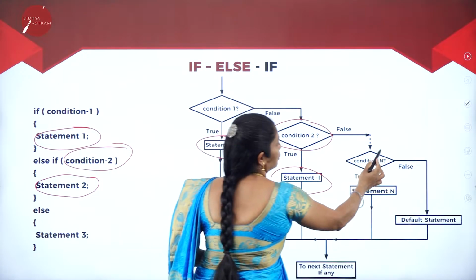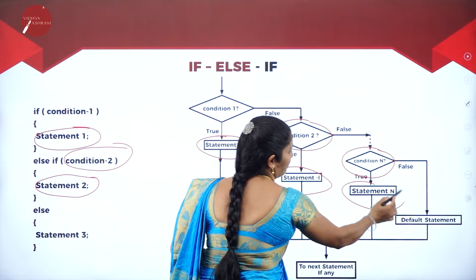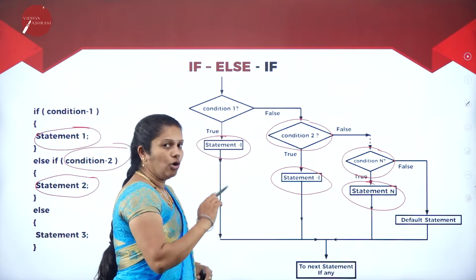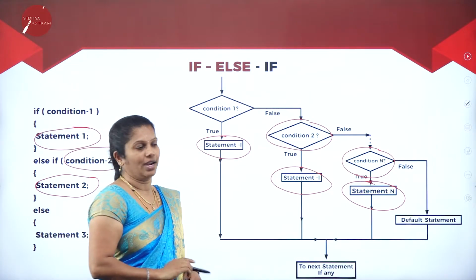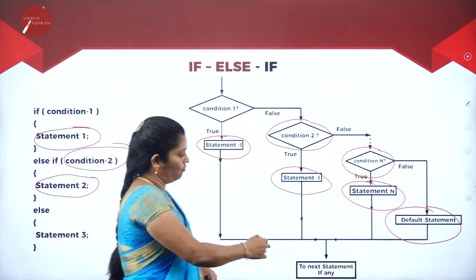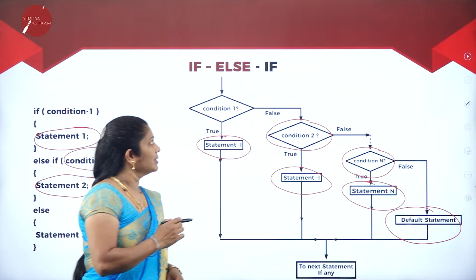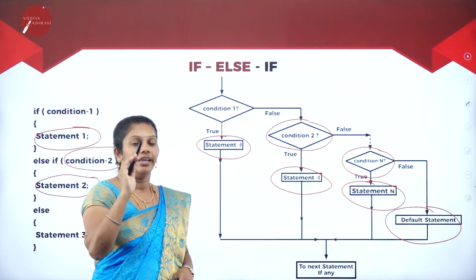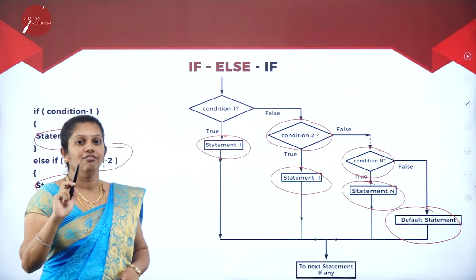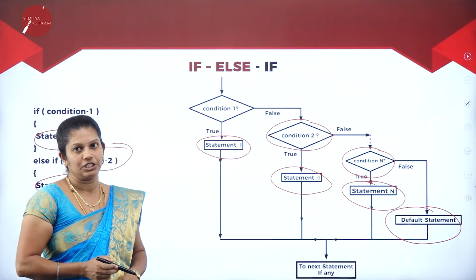That is, up to the last condition it will check. If the last condition is true, then statement n will execute. If all the conditions are not satisfied, then finally it will display the default statement. Finally everything will come out of the loop here. Whereas in a simple if there is only one way, in if else two ways, whereas here there is multiple way branching.